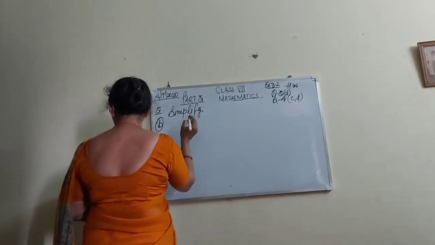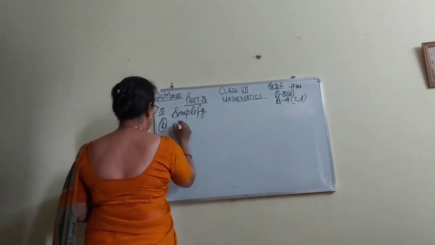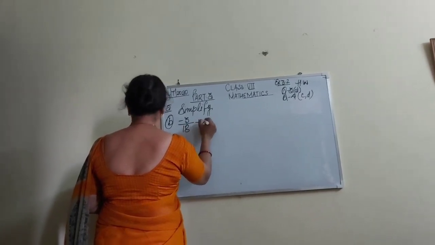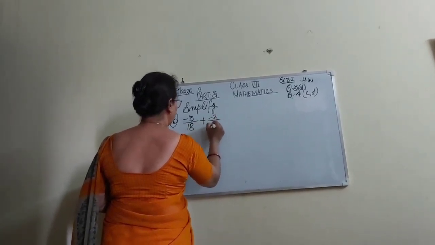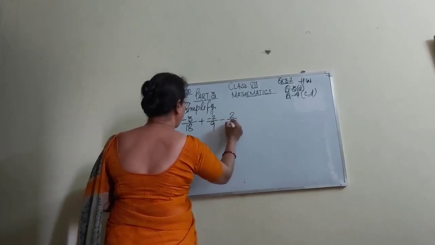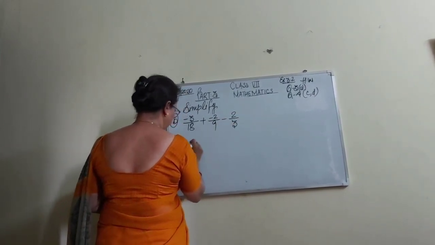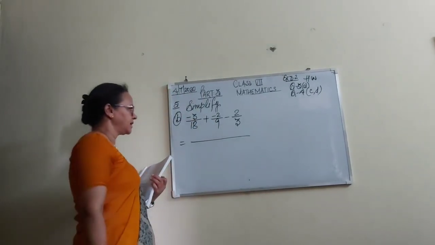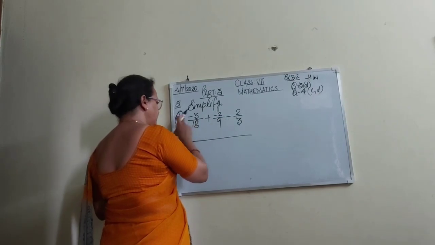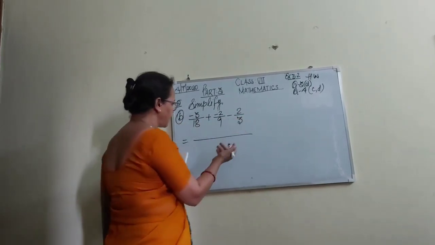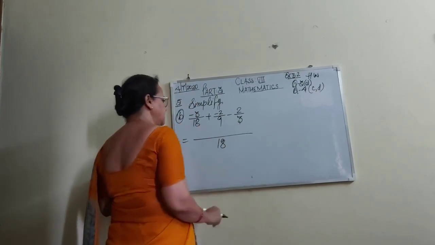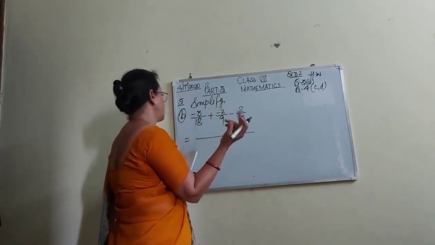B part is minus 3 by 18 plus minus 2 by 9 minus 2 by 3. Again we have to take out the LCM. 9, 18 and 3. 18 will lie in the table of 3, in the table of 9 and 18 itself. So what will be the LCM? 18. 9 twos are 18, 3 sixes are 18, and 18 ones are 18.